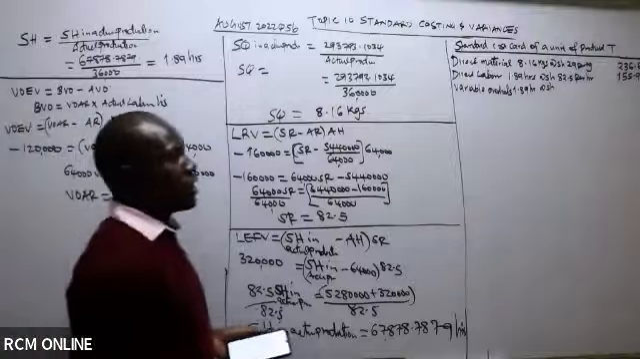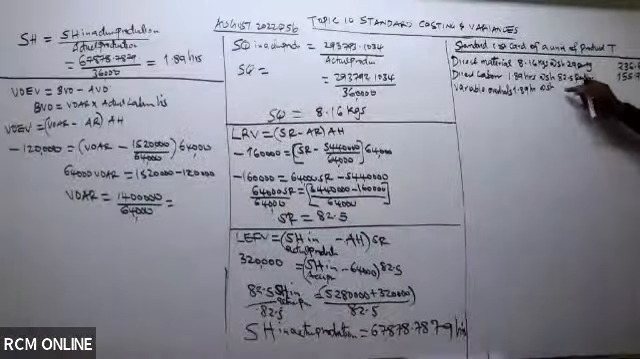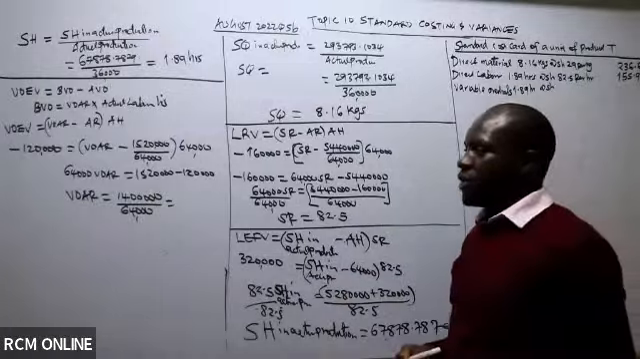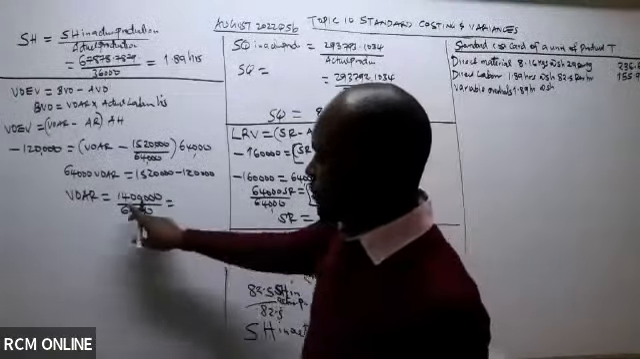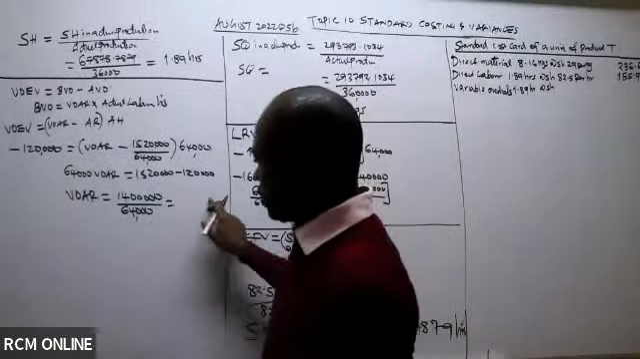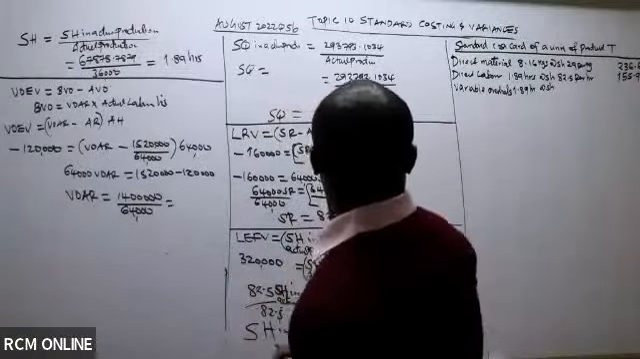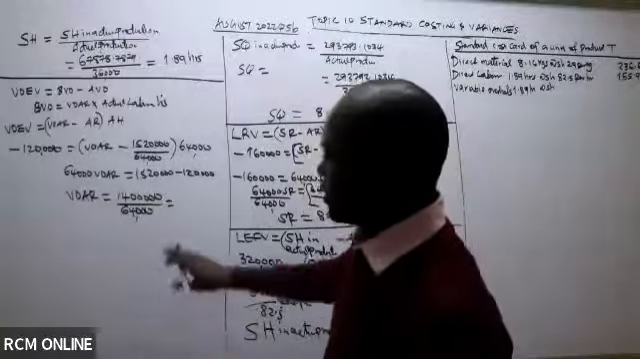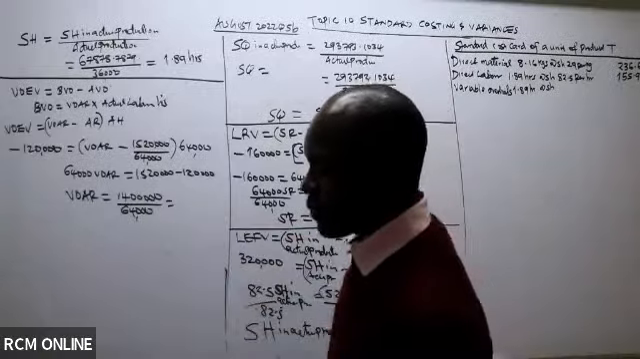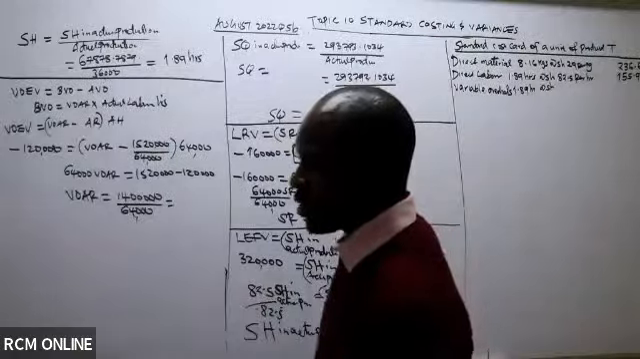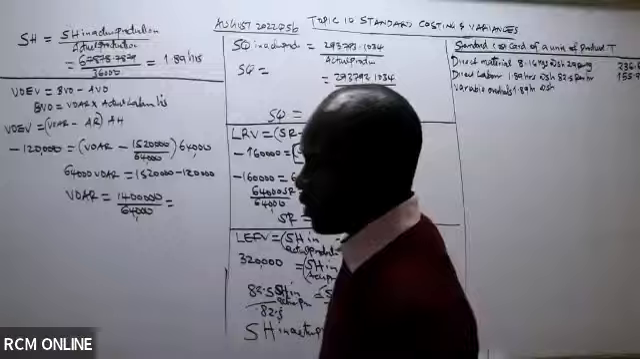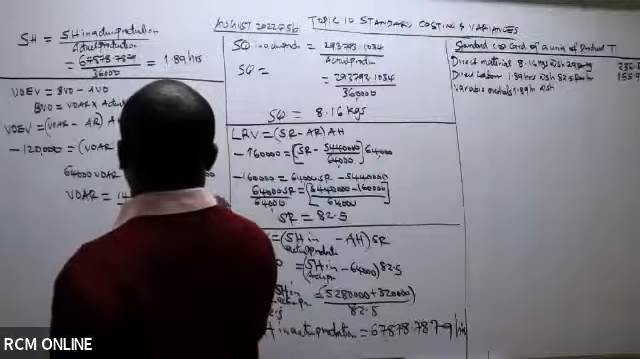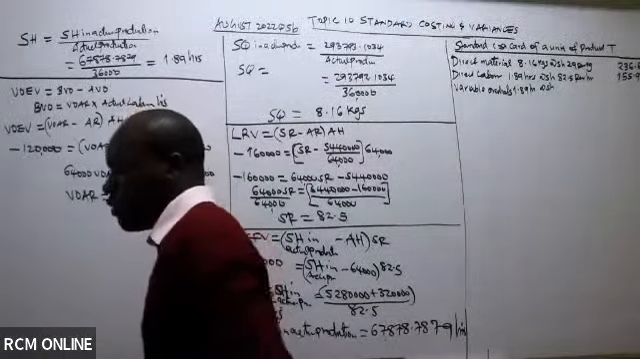Variable overhead absorption rate, it will give us this amount. What will the variable overhead absorption rate be when you check 1400 divided by 64,000? Two decimal places with you. Just give me two decimal places, or even, let's try 3. I think that 3 is the best one, 21.875. That is the variable overhead absorption rate.